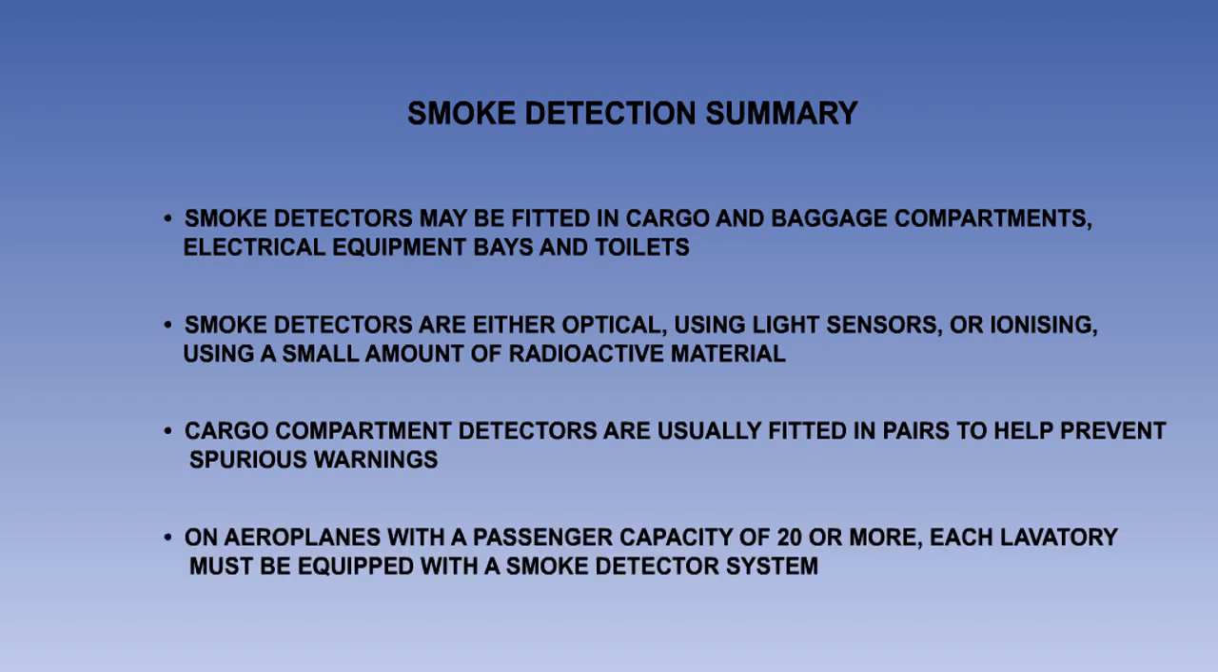It is a regulatory requirement that on aeroplanes with a passenger capacity of 20 or more, each lavatory must be equipped with a smoke detector system or equivalent that provides a warning light in the cockpit or provides a warning light or audible warning in the passenger cabin that will be readily detected by a cabin crew member.